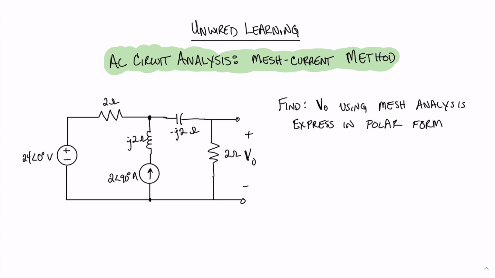So let's go ahead and label our meshes and our super mesh. On the left, we'll label that as mesh I1. On the right, as mesh I2. And of course, around the entire outer loop, we have our super mesh.